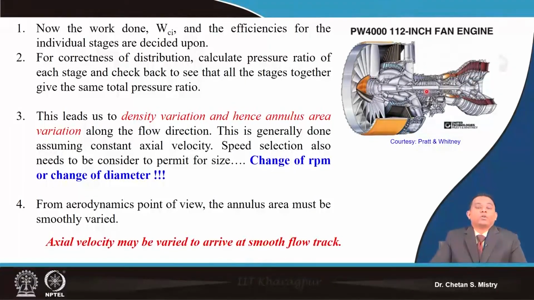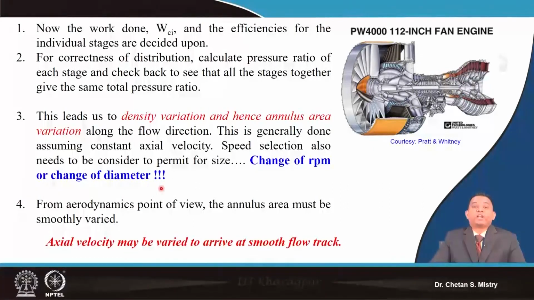Okay, now because of the variation of density, we have variation of annulus area, and it may be possible that we will have variation of diameter, and that is the reason we have variation of peripheral speed. So we need to take care of both parameter changes, the change in RPM and the change in my diameter. And as we have discussed, when we talk about the aerodynamic aspects, we are looking for a smooth flow track. And when we say we are looking for a smooth flow track, it may involve some compromise.